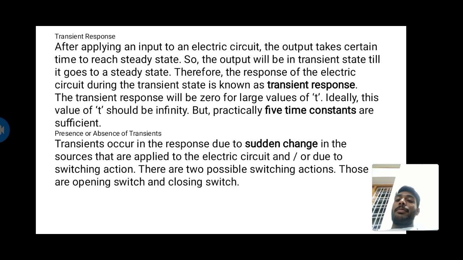Presence or absence of transients. Transients occur in the response due to a sudden change in the sources that are applied to the electric circuit and due to switching action. There are two possible switching actions. Those are open switch and closed switch.